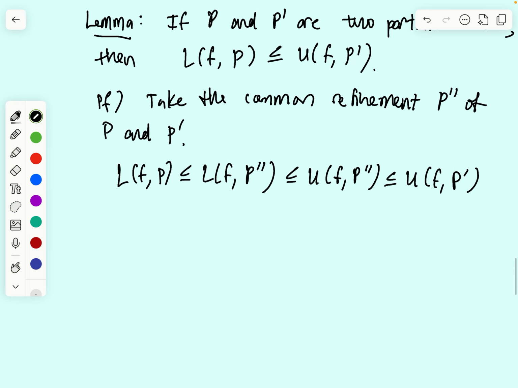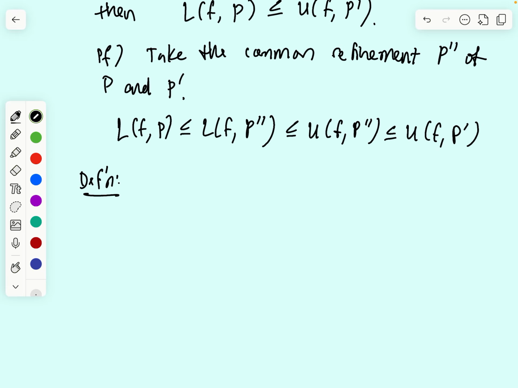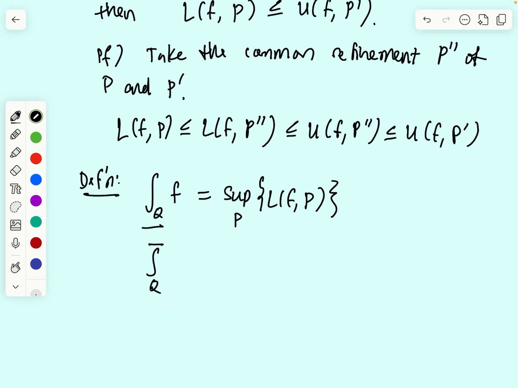Now we can finally define the integral, which is the main thing that we're getting to. So again, we have a rectangle and we're considering a bounded function f from Q to the real numbers. And we define this lower integral like this of f to be the supremum of the lower sums of f associated with P, and we define this upper integral to be the infimum over all partitions P of Q of the upper sums.